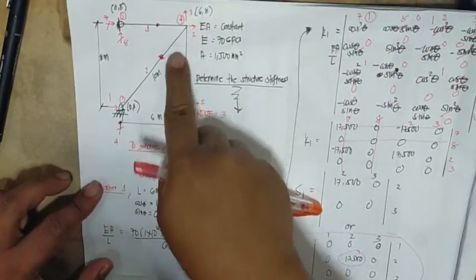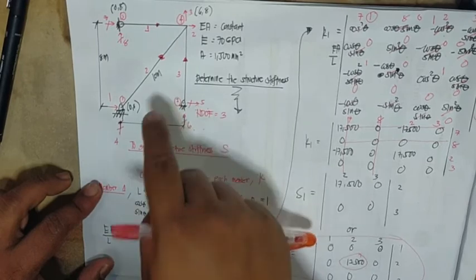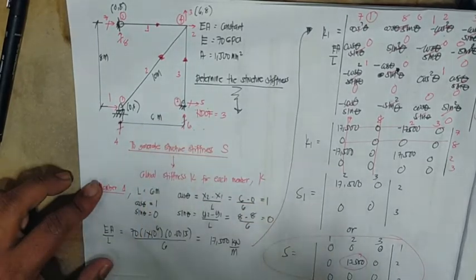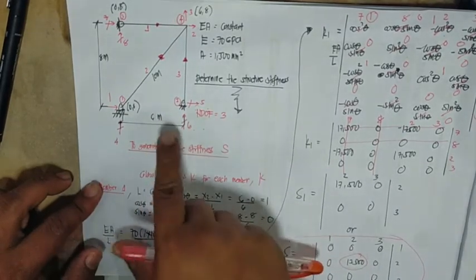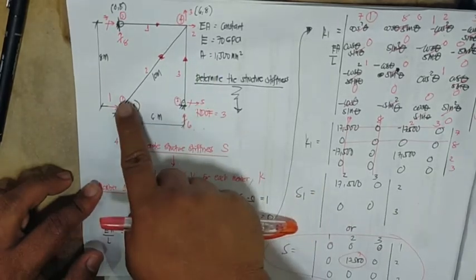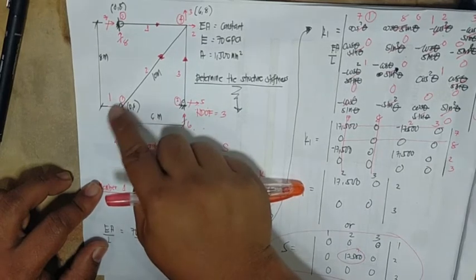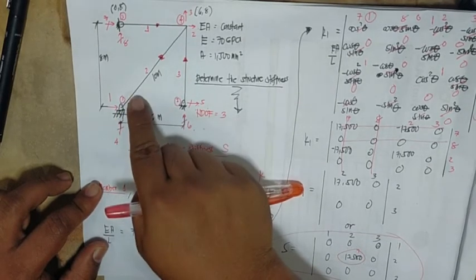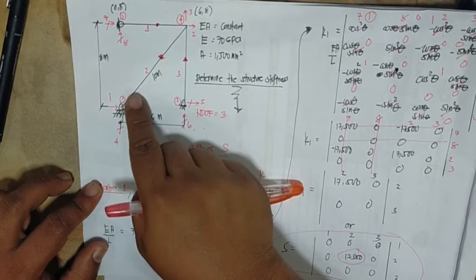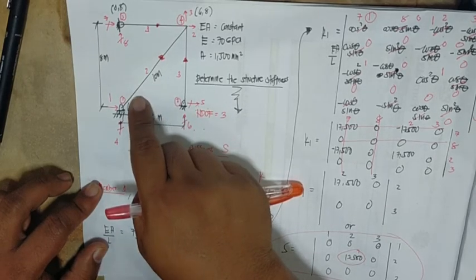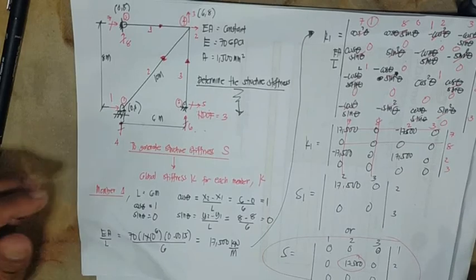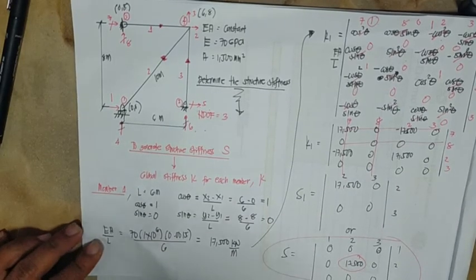So, this value of S will be used to determine the displacement for this 1, 2, 3. Okay? Later on, in the next video, I will show to you how to use this structure stiffness to determine the displacement. And later on, this displacement in global coordinate system will be used to determine the displacement in local coordinate system, the forces in local and global coordinate system. Okay? So, thank you for watching. Wait for another video. Thank you.